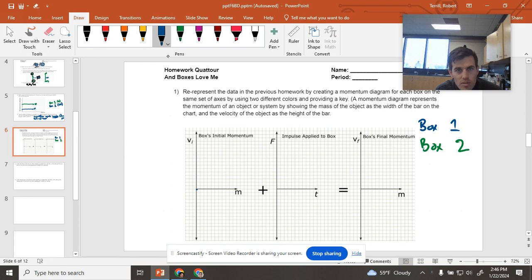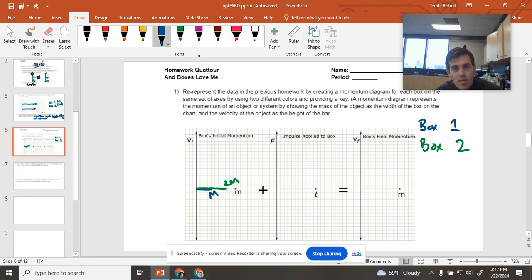I had the 1m box, we'll call that blue, and the 2m box, calling that green. You can see that I have different widths because their masses were m and 2m. So this is my 2m, this is my m. But I didn't go up at all because they didn't have any initial velocity.